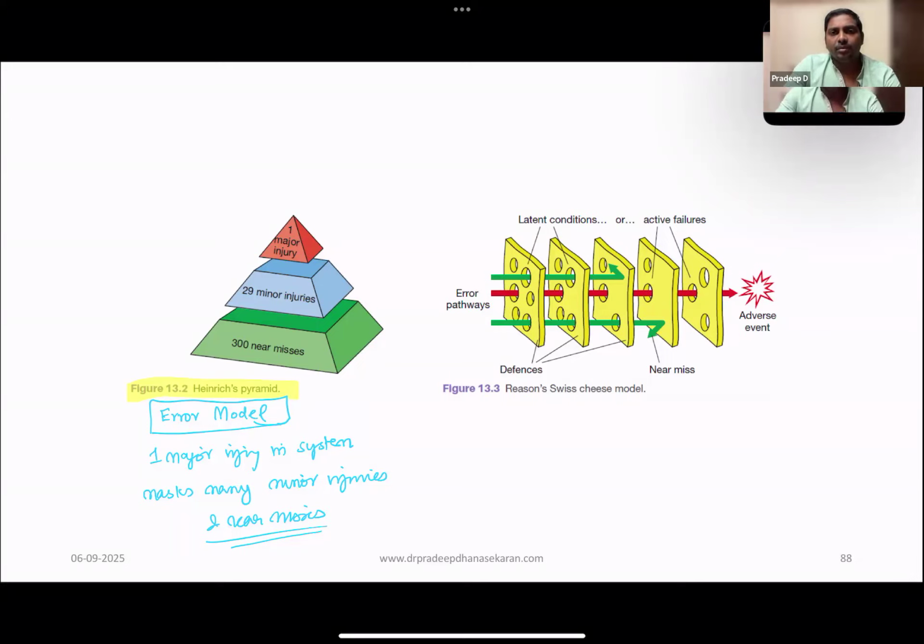It is also explained by the Reason Swiss cheese model. These are the error pathways. If it is not stopped at any level, it leads up to an adverse event. If it is identified and stopped, either due to chance or by likely intervention, it can be a near miss. Right? So we need to avoid all those factors that are responsible, like have a proper system. The human factor should be normal. Everything should be normal to avoid patient safety incidents in the hospital.